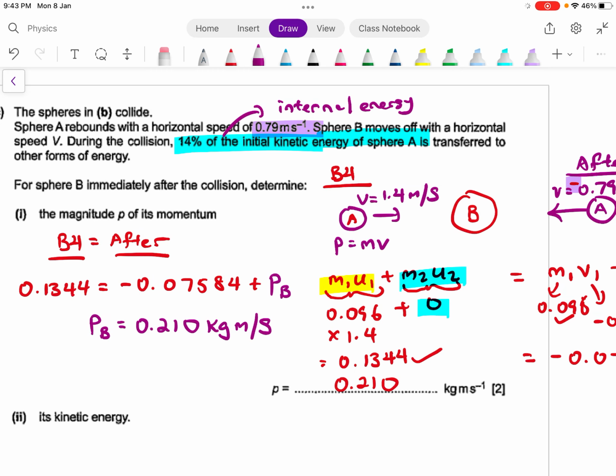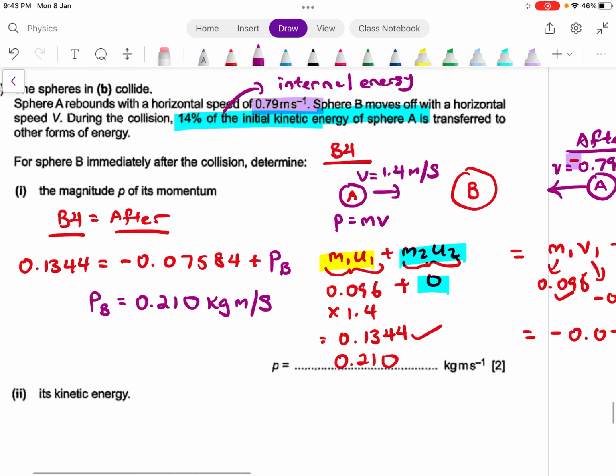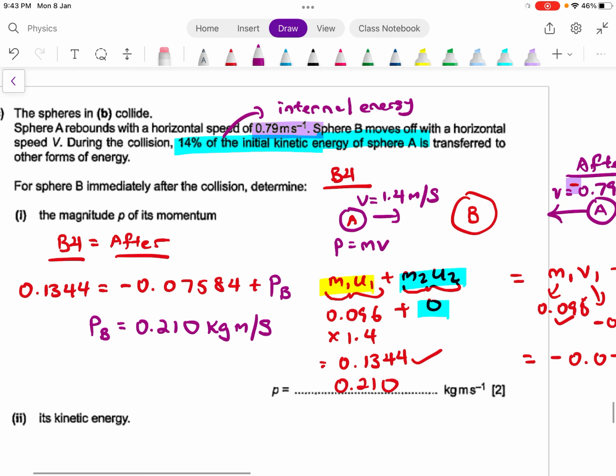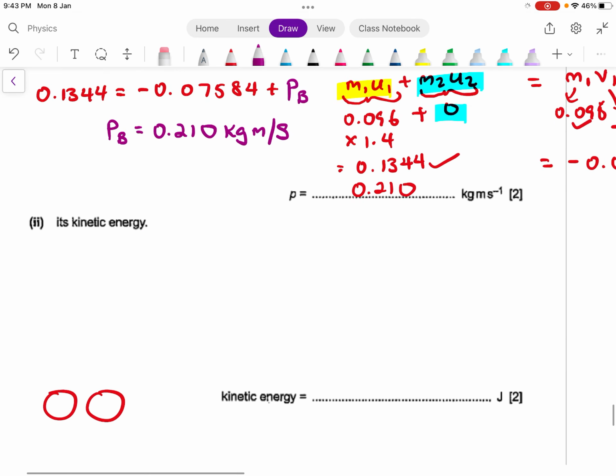Okay, let's try part C. So we are asked to calculate the kinetic energy of sphere B. So how do we actually do it? First, we know that 14% is lost as internal energy. So what is left is actually 86% of the kinetic energy of sphere A. So I simply use this idea, then I can solve already.